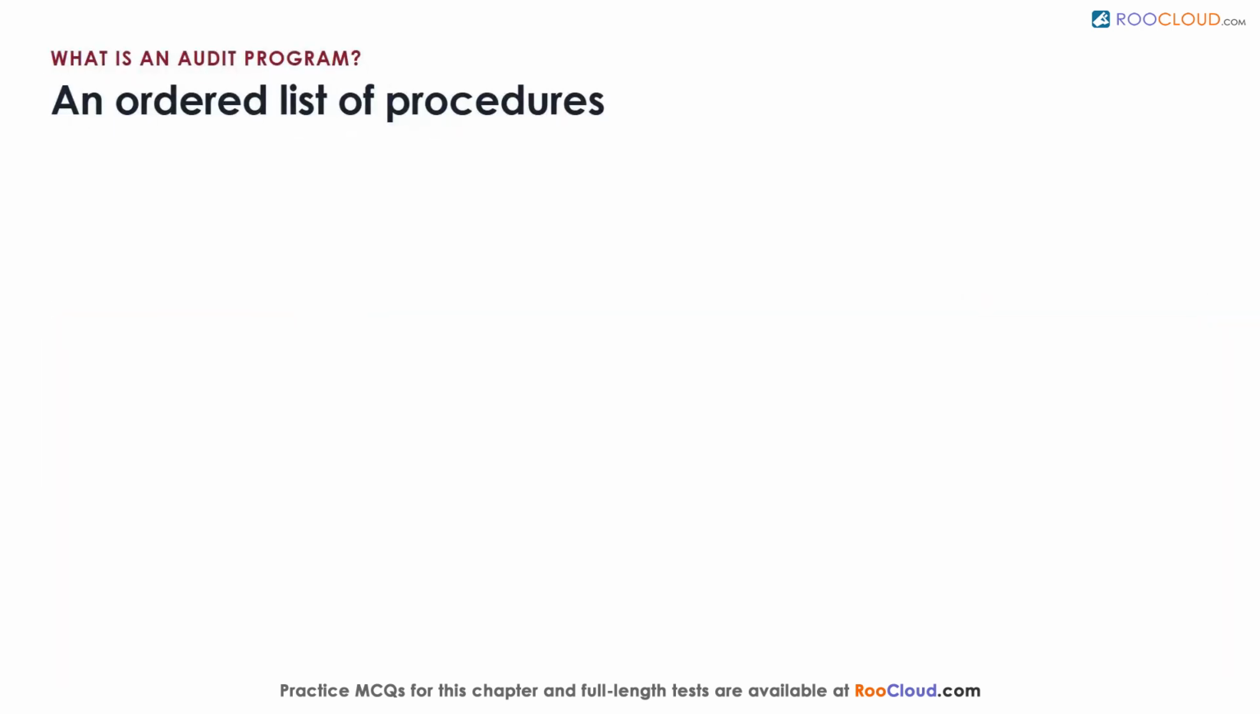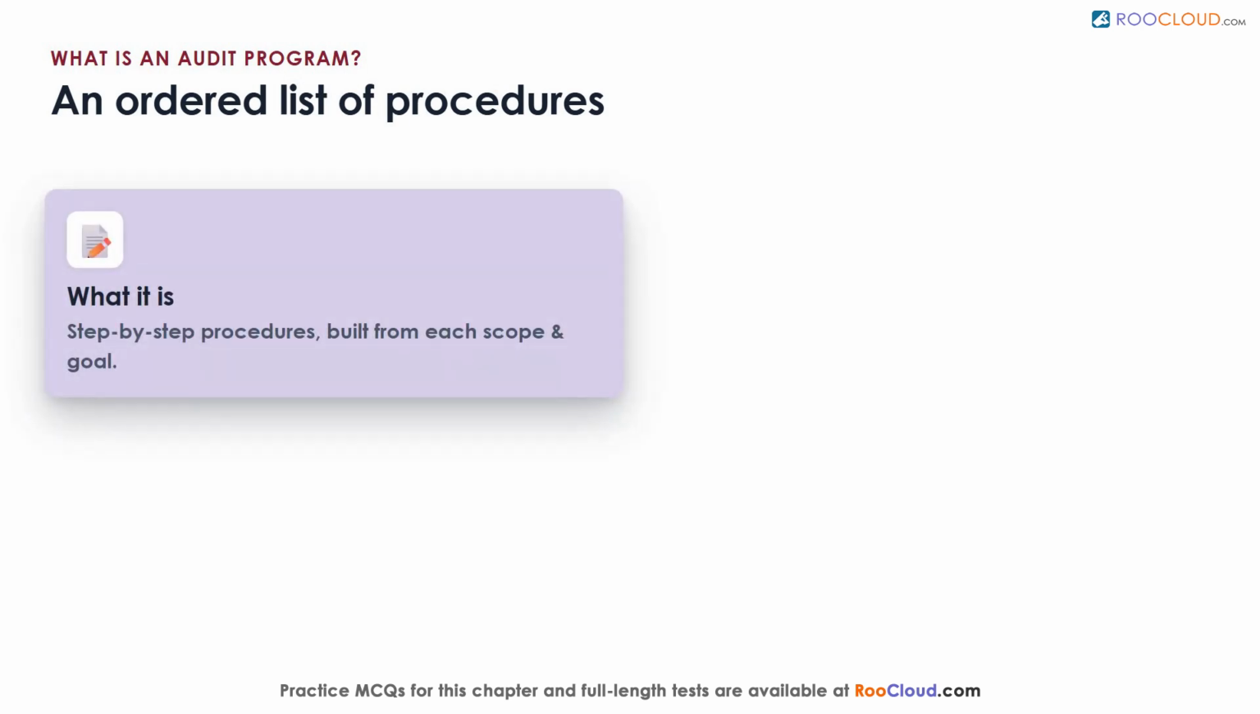What is an audit program? It's an ordered list of procedures to carry out the audit. You shape it around each assignment's scope and goal. Why develop one? It formally documents your procedures and their order. It creates a repeatable recipe others can reuse. It records whether you'll use compliance or substantive testing. And it meets the accepted standards for the planning phase.